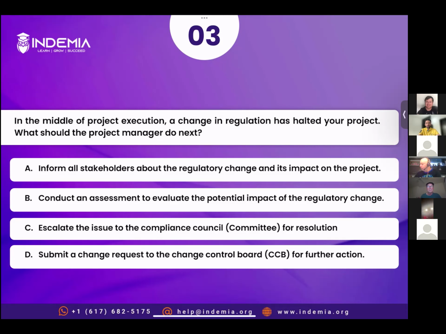So whenever you see an option where the project manager isolates themselves from the problem or shifts the burden or responsibility onto somebody else, think about that option. That can't be the right answer, because PMP or PMIism is more about involvement and a collaborative way of solving the problem, not a unilateral way. So C can't be the right answer. Option D, submit a change request to the CCB for further action.